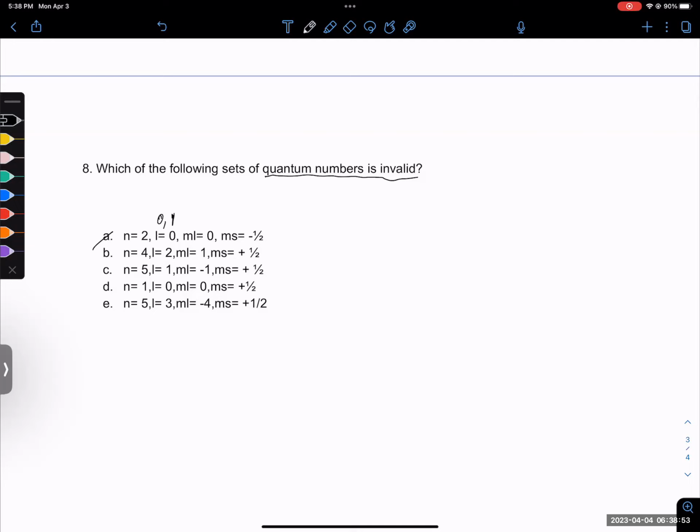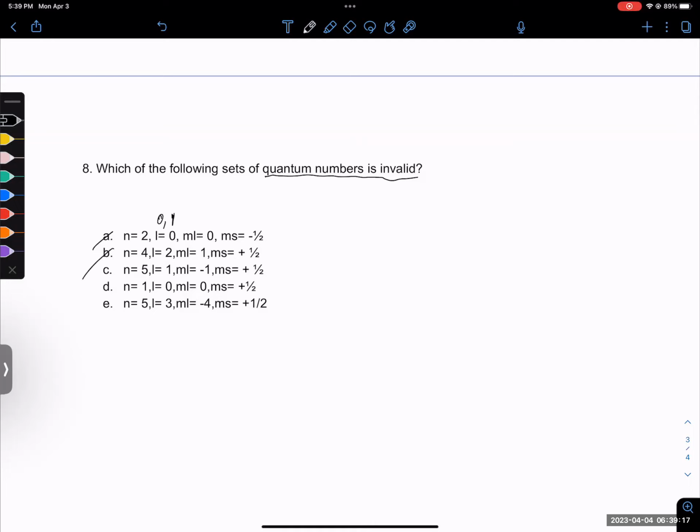So it's actually 0 to 3. Remember, it goes 0 and then to 3, so like n minus 1. So 0 to 3, L is 2, that's between 0 and 3, so that looks good to me. Then M sub L is from -2 to +2, and 1 is in between those numbers, so that's good. And M sub S, +1/2, sure, cross that off.